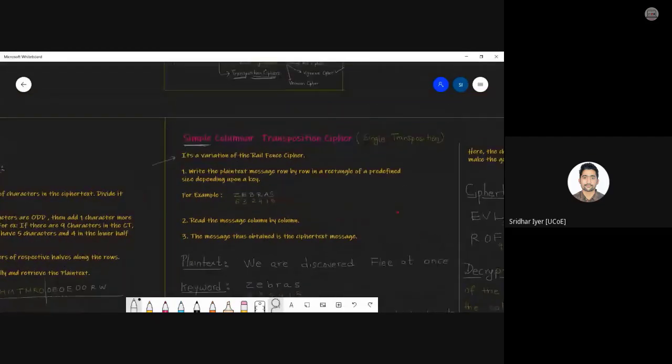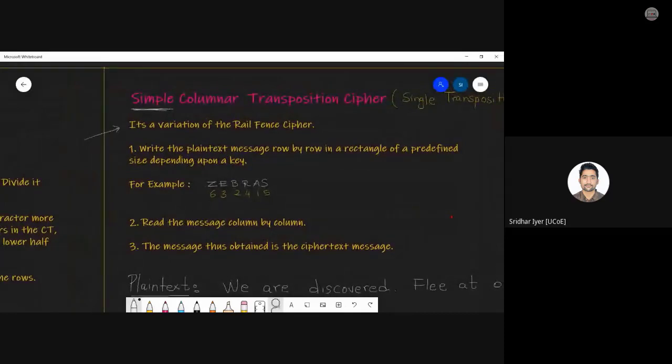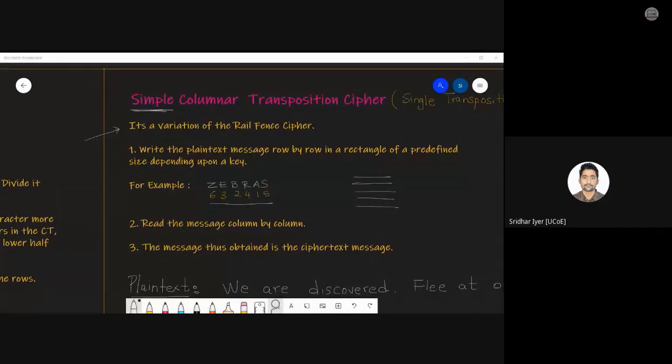Okay, so let's start with this cipher. What this cipher is all about, let me read it first. We write the plain text message row by row in a rectangle of a predefined size depending upon the key. So in this case, this is the key given to you, zebras, whatever you want to call it. Now you can see some numbering beneath it. Can anyone let me know how these numbers came? These are not random numbers, right?